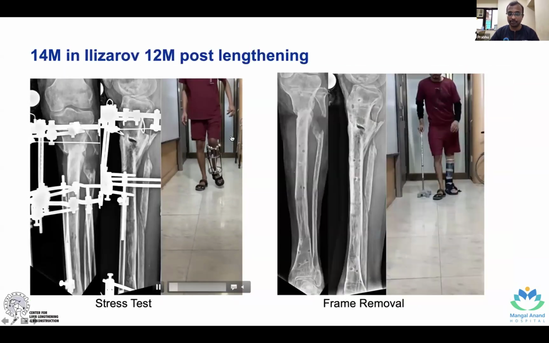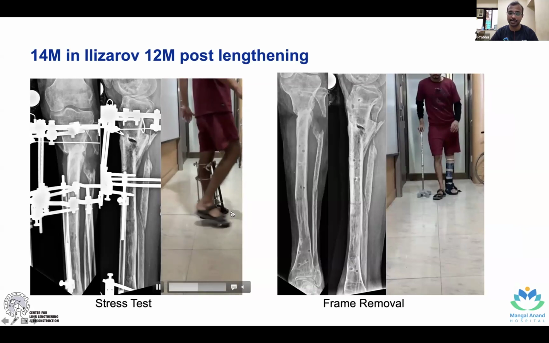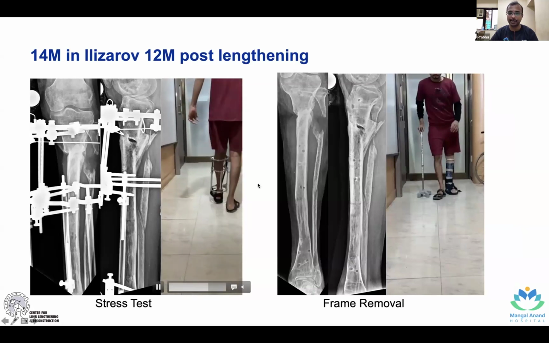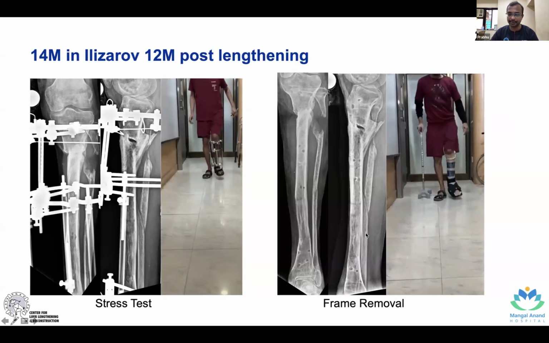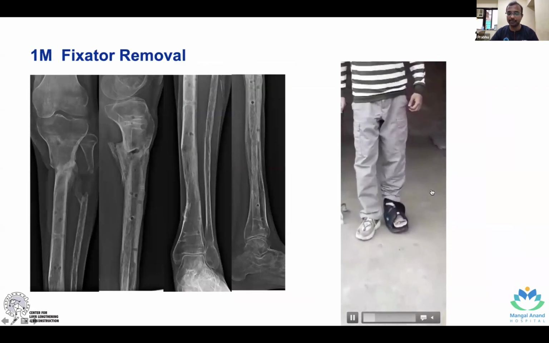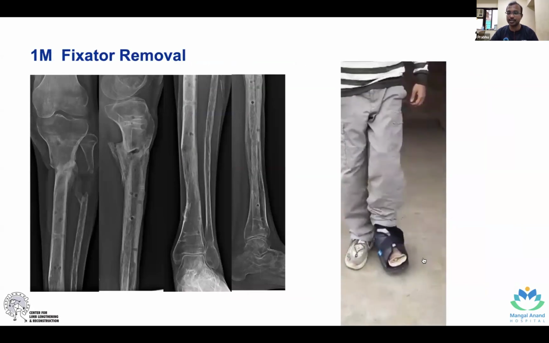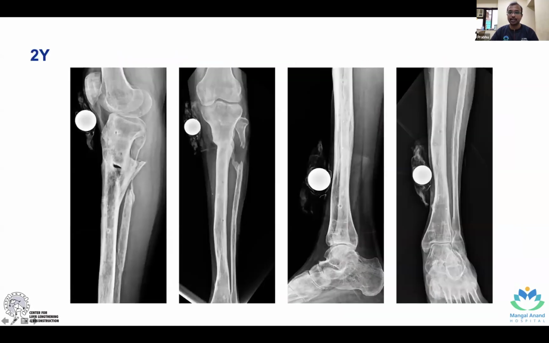At post-op 14 months, this is his walking video. Stress test was done to remove the fixator. Post fixator removal, the patient was given a below knee brace. This is his walking video. Post 1 month fixator removal, patient is walking with the brace without any pain or difficulty. This is the 2 years follow-up where the regenerate has completely calcified.